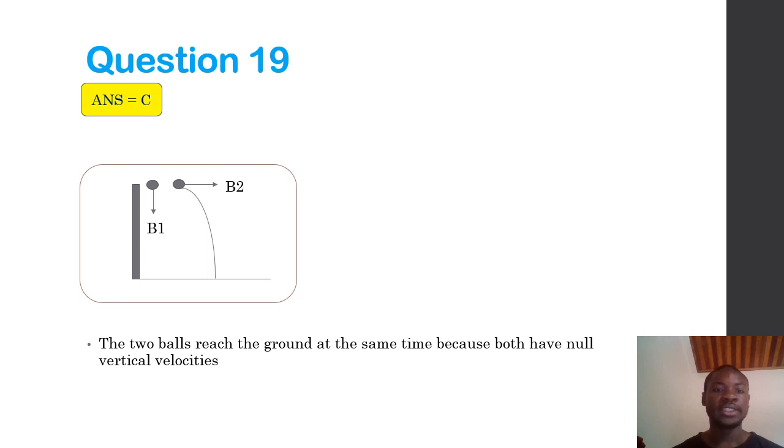Question 19, our answer is simply C. So we have the two balls, one being dropped vertically downward and the other given a horizontal speed. The two balls reach the ground at the same time because both have the same vertical velocities.